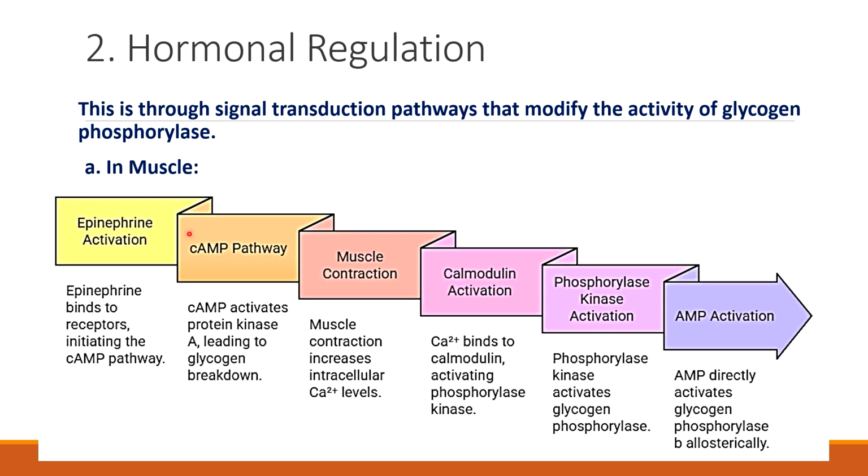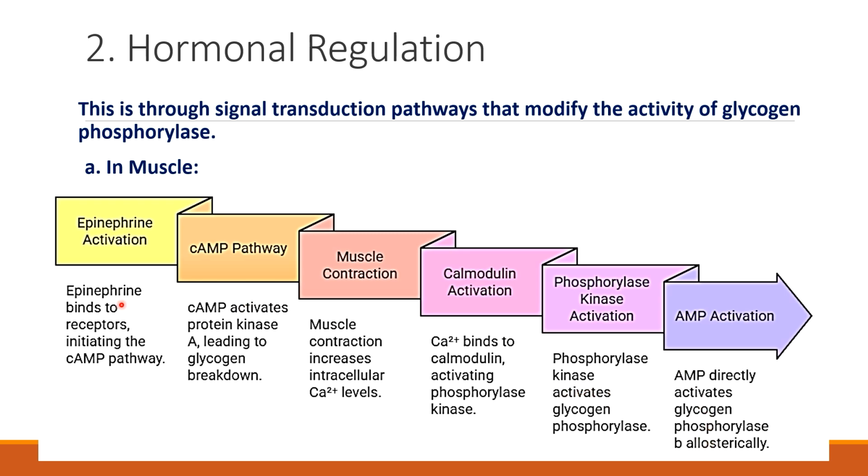Hormonal regulation in muscle. In the muscle, epinephrine is the main hormone which is activating via the cyclic AMP pathway. Additionally, muscle contraction increases intracellular calcium, which activates the phosphorylase kinase through calmodulin. The AMP, which is produced during ATP hydrolysis, also directly activates phosphorylase B.